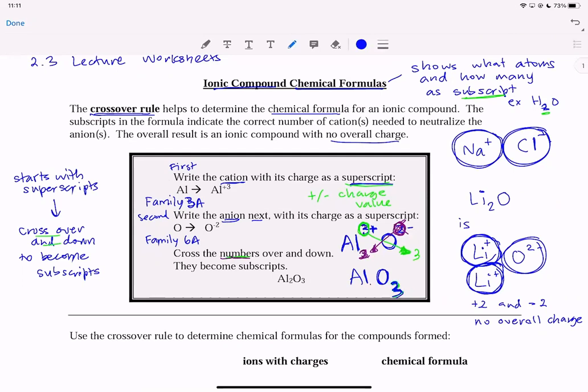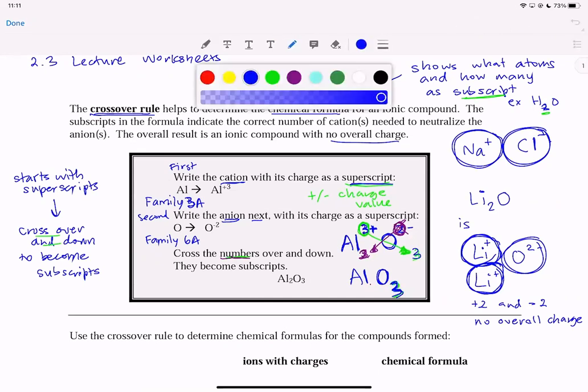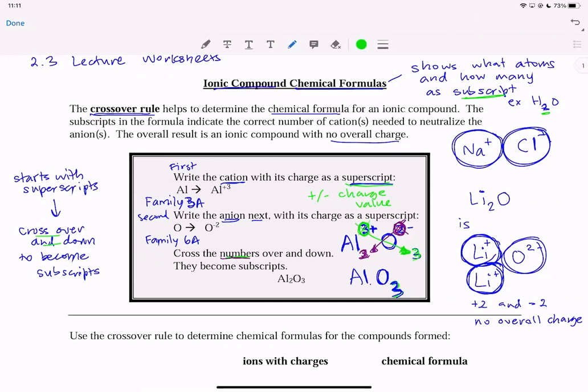That's a 3 that was here, and it crossed over to here. So when it crosses over and down, it's no longer up there. Okay, so that's Al, and what crossed over and down was this 2 that was here, and it's a 2 there. So it's Al2O3. Phew, got that one right. Okay, thank you to everyone who was about to help me fix that.